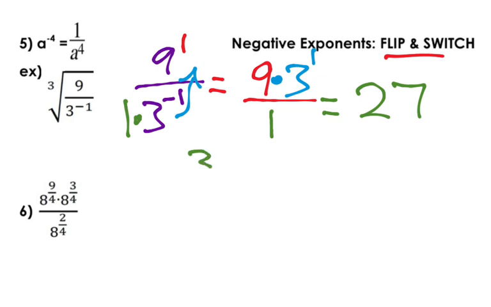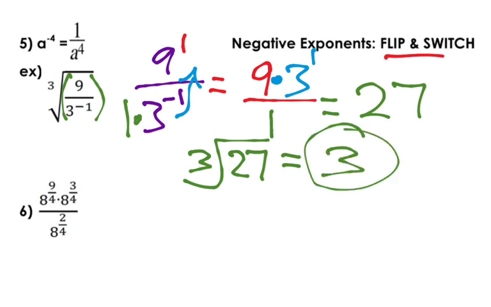So working from the inside out sometimes makes the problem look a lot easier, because now that we have taken care of what was under the radical sign, we can see that we are just finding the cube root of 27. And you should know your perfect cubes, and that 27 is a perfect cube, and the cube root of it is just the number 3. So that is the answer to number 5. It is 3. And let's quickly talk about number 6.